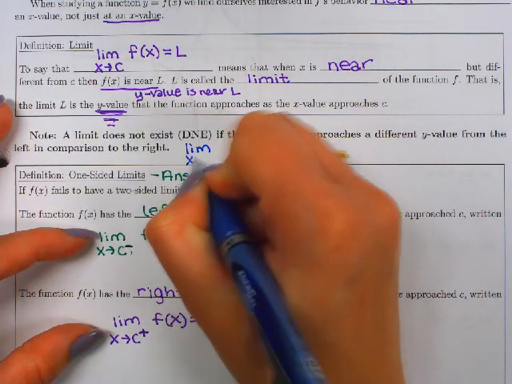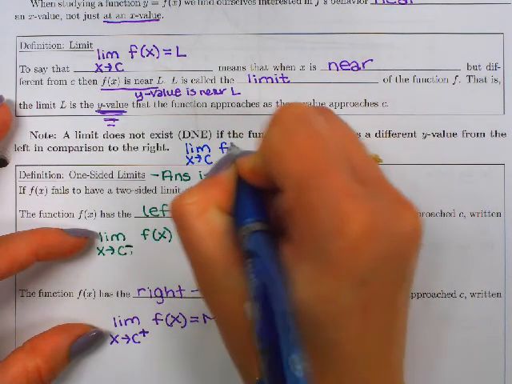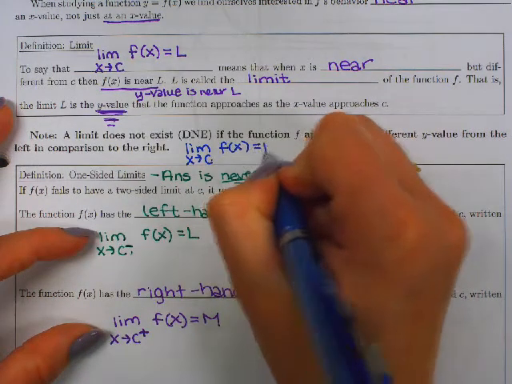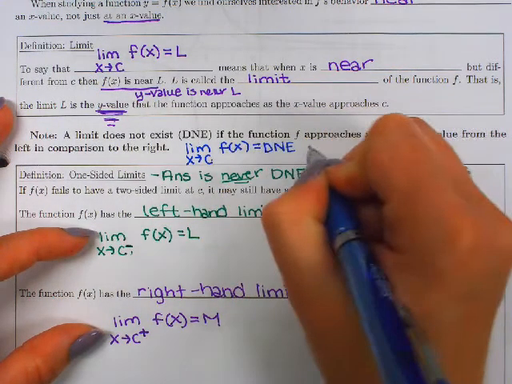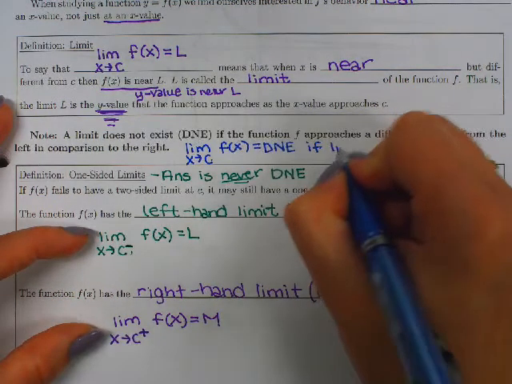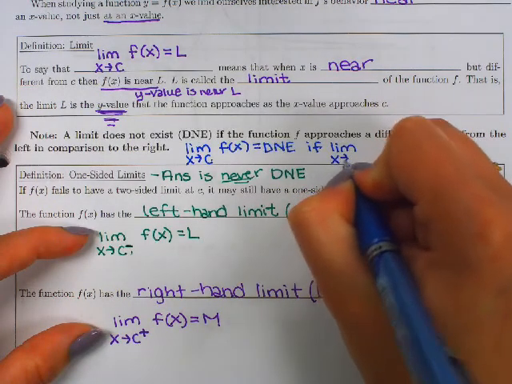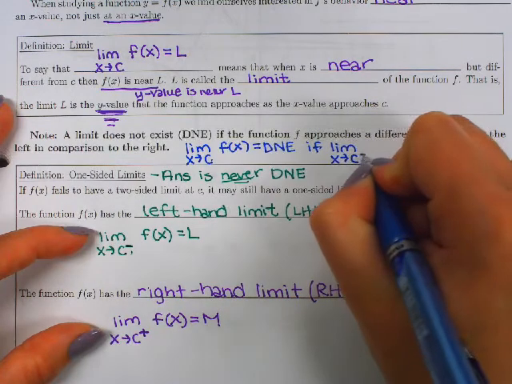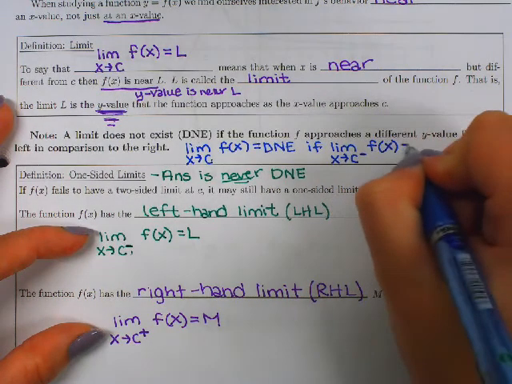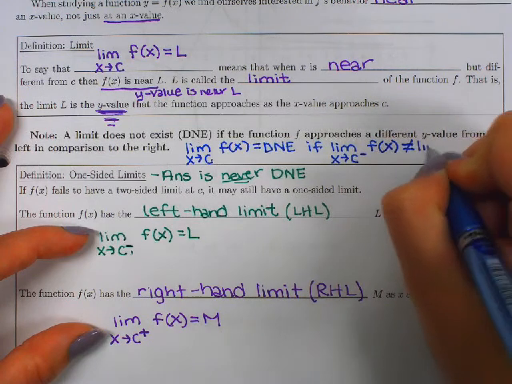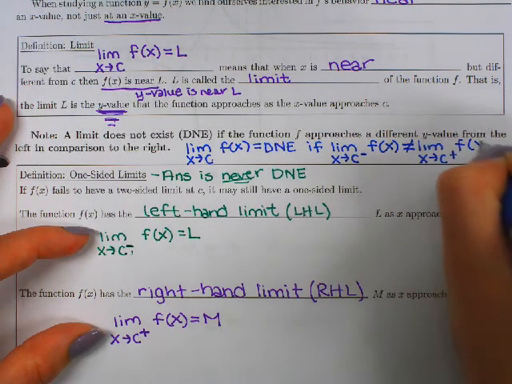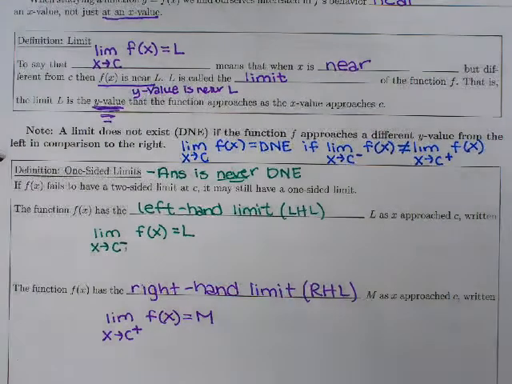So the limit as x approaches c of f of x, that's a two-sided limit because there's not a plus or a minus after c, that equals DNE. It does not exist if the left and the right-hand limit are not the same number. So how we write that in math notation, we would say the limit as x approaches c from the left, so from the negative side, of f of x is not equal to the limit as x approaches c from the positive side, from the right.